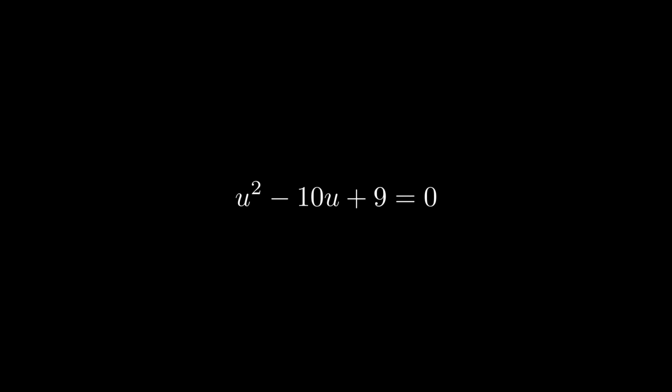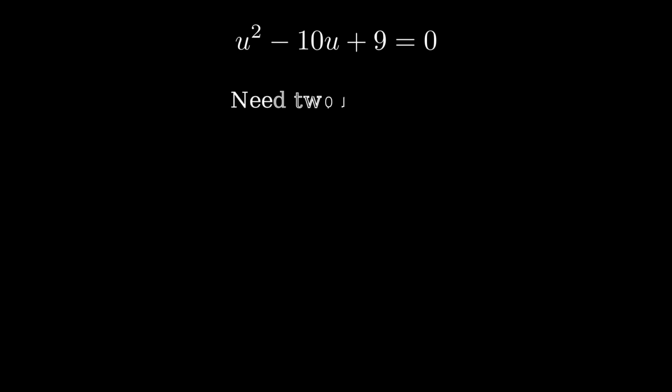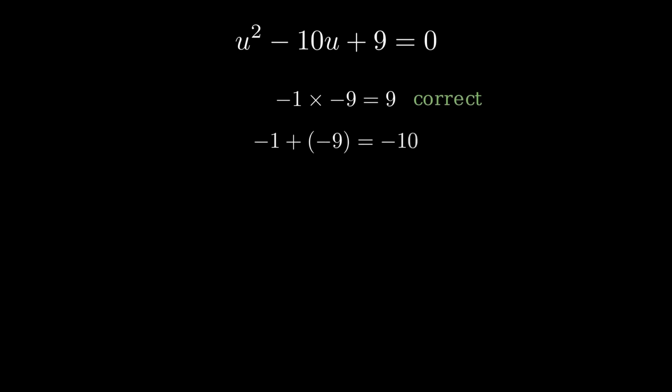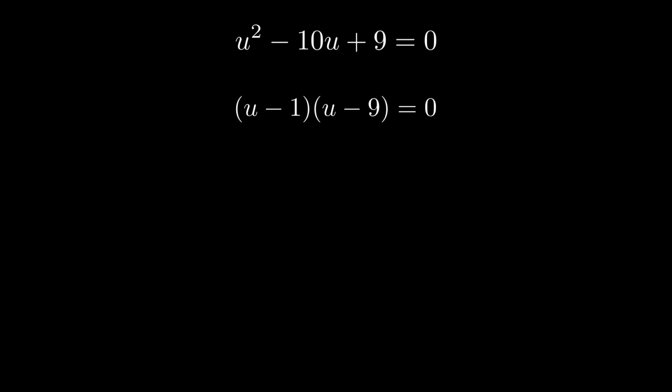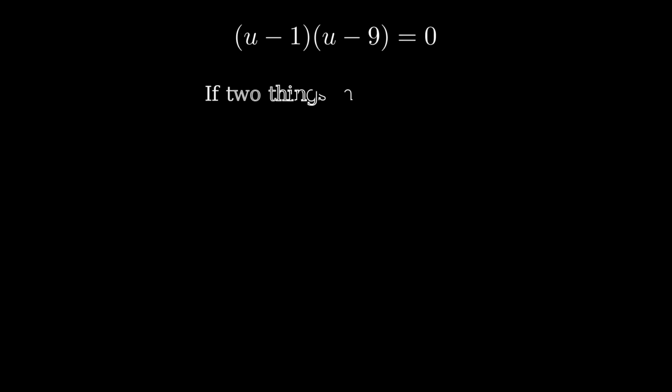This is now just a normal quadratic. To factor this, we need two numbers that multiply to give 9, the last term, and add to give negative 10, the middle coefficient. Let's think. Negative 1 and negative 9. Multiply them. Negative 1 times negative 9 equals positive 9. That matches. Add them. Negative 1 plus negative 9 equals negative 10. That matches too. So the equation factors into (u minus 1)(u minus 9) equals 0.